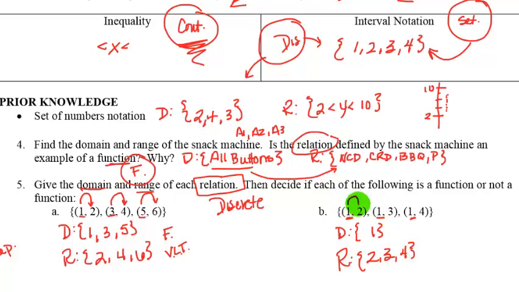Now, just like we did before, I'm going to look at 1, and I know it goes to 2. So every time I press 1, I should always get 2 out of it. But my next coordinate point says if I press 1, sometimes I get 3. So now when I press 1, I don't know if I'm getting 2 or 3. That's that bad vending machine, right? So that makes this not a function.